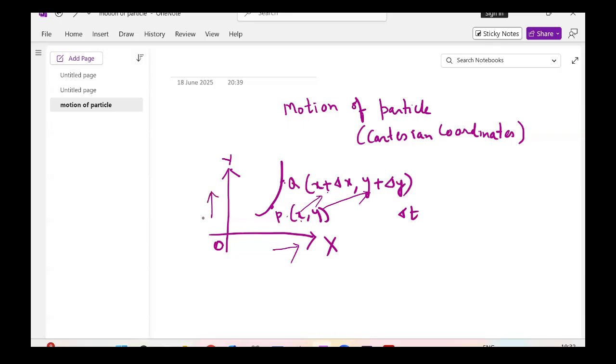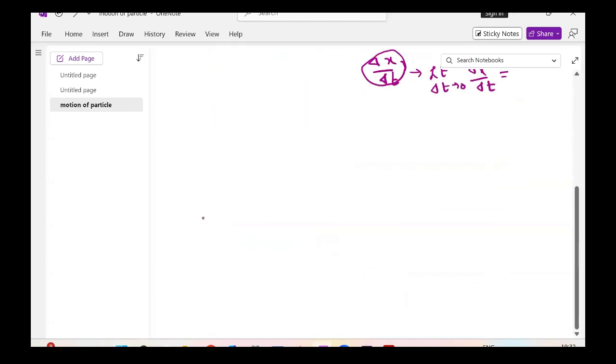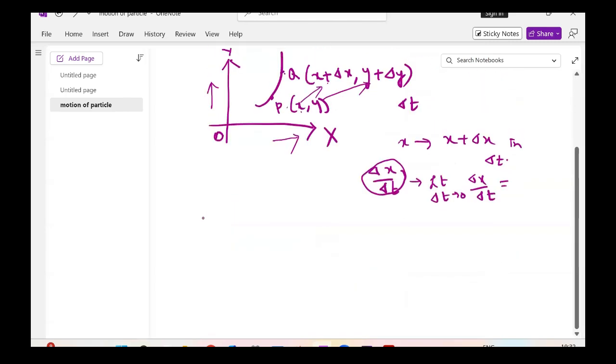So x is changing to x plus del x in del t time. If I consider the rate of change along x, then this is the rate of change. Now, if I take the limiting condition, when the time is very small, instantaneous, then I will get dx dt. Rather, we also use this symbol, x dot.